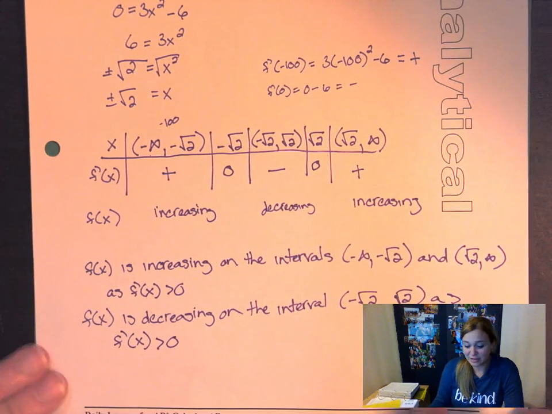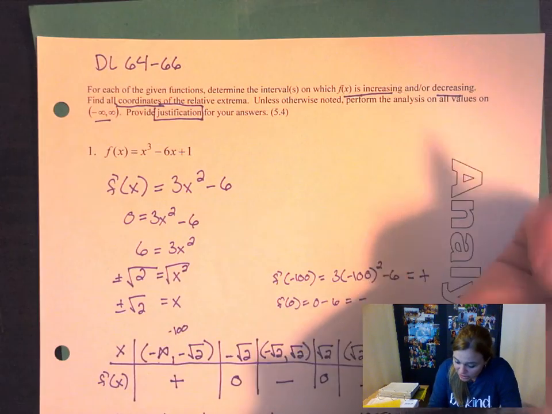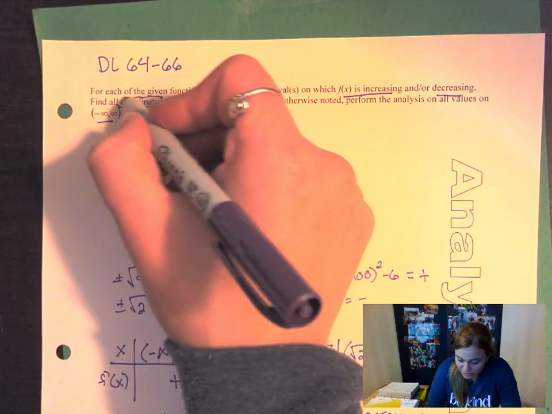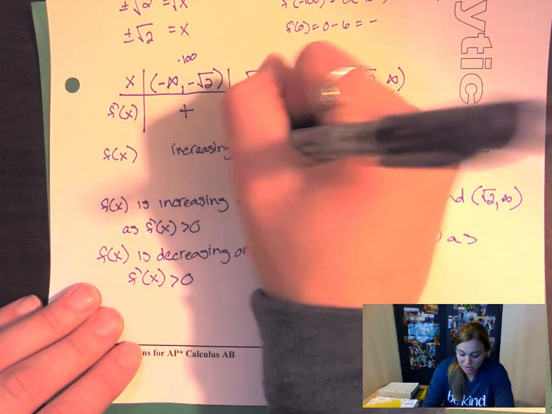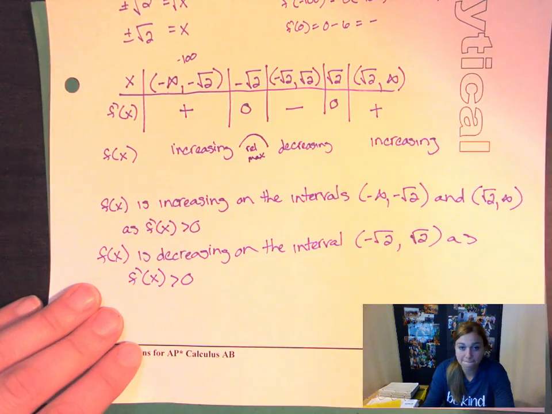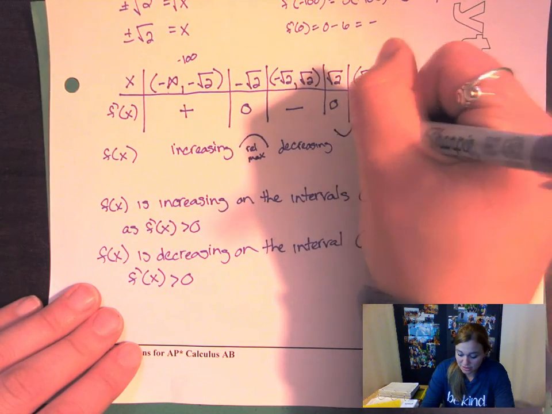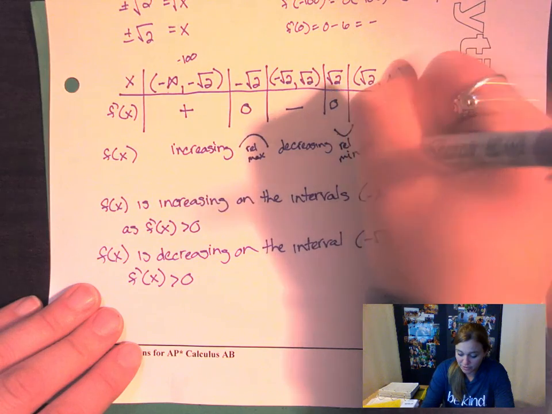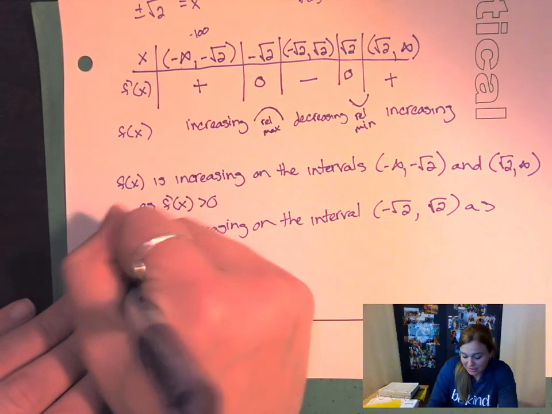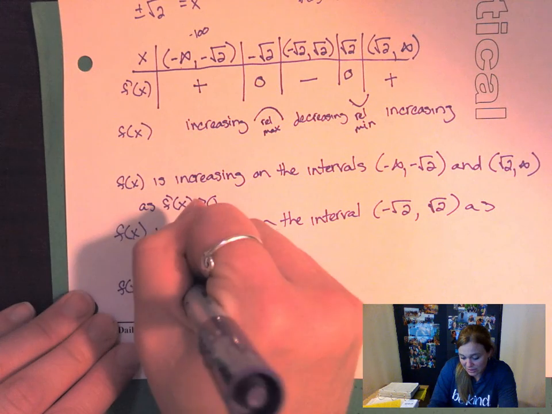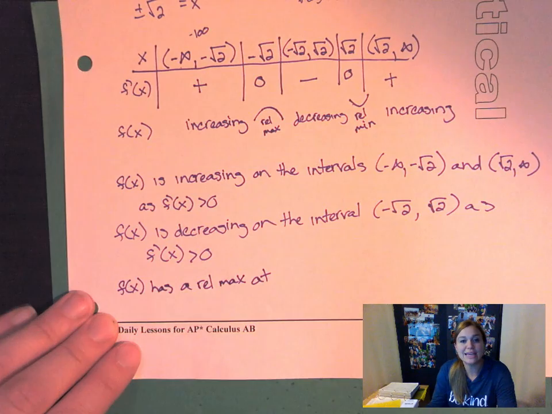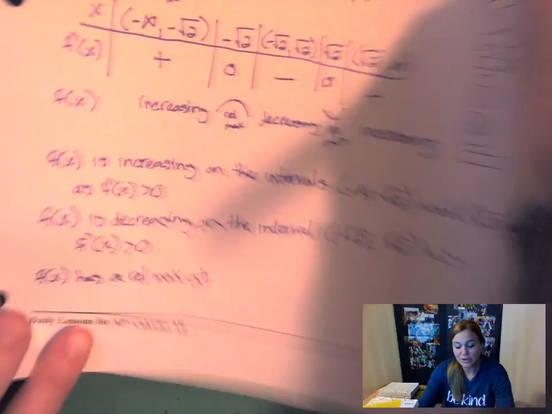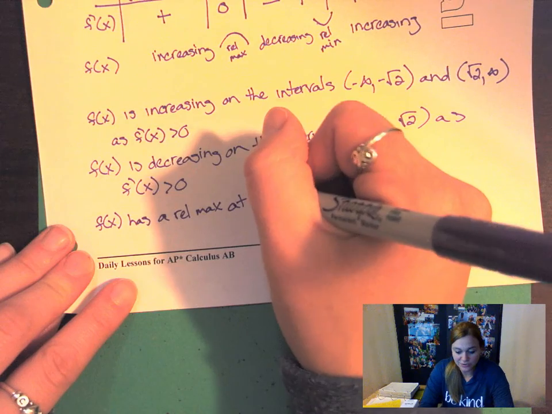I also saw something that said, what should go on here? And it says, find all coordinates of the relative extrema. So, relative extrema, if I'm thinking about increasing to decreasing, that means right here there's going to be a relative maximum. Decreasing to increasing, a relative minimum. So I'm going to say f of x has a relative max at, sometimes you can say x is equal to negative square root of 2, and this one you can't because it asks for the coordinates.